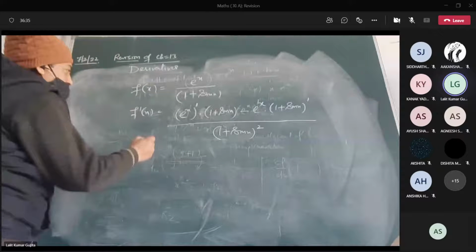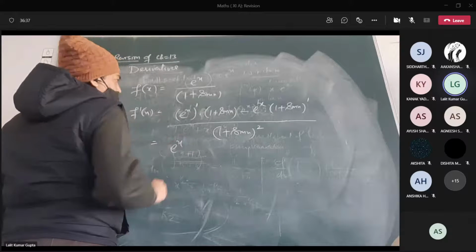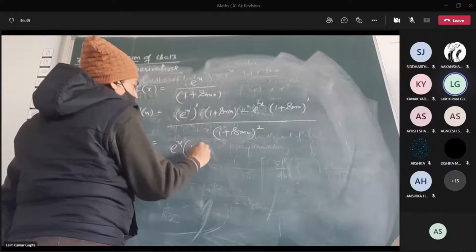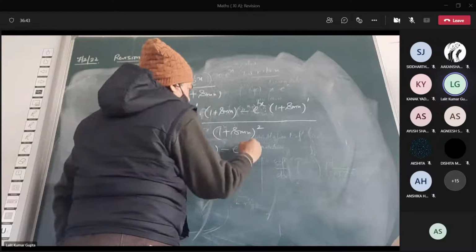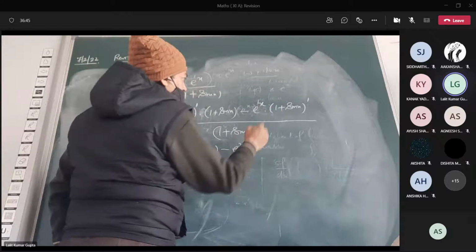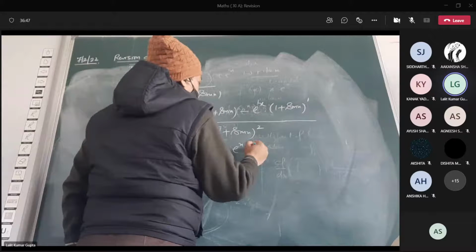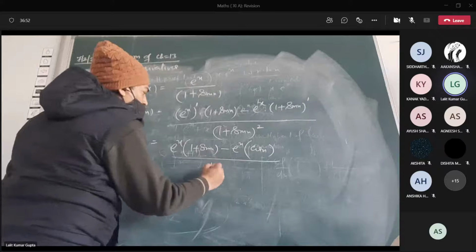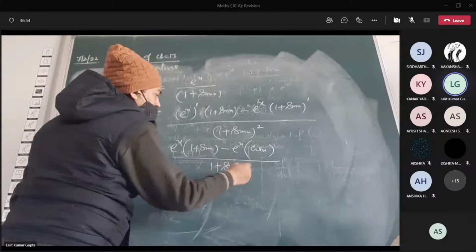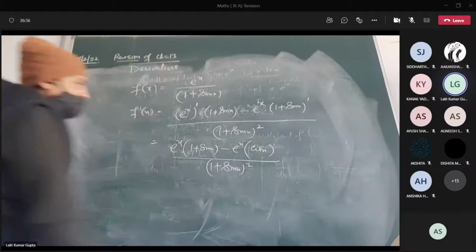So the derivative of e^x is e^x as it is, and this is minus. Now this time e^x as it is. The derivative of 1 is 0, the derivative of sin x is cos x. Whole divided by (1 + sin x) whole square.